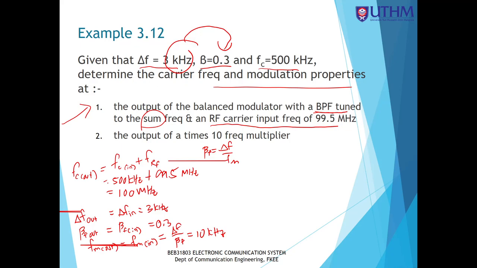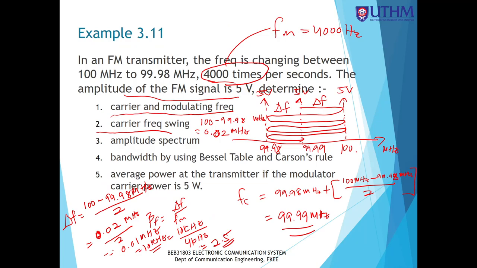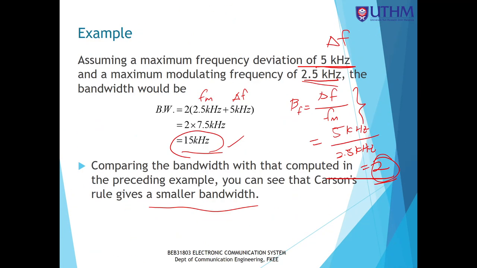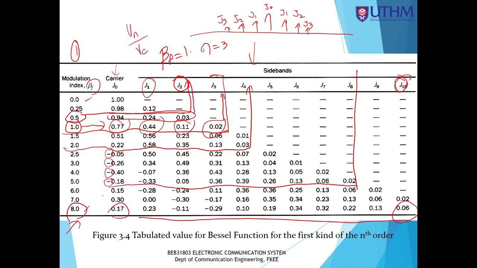Okay, the bandwidth is still the same. So if you want to find the bandwidth, maybe you need to look at the Bessel table for 0.3. So saya nak cuba kembali kepada Bessel table. I want to see the Bessel table. So 0.3 is somewhere here. It's still not listed in the table. It tidak disenaraikan dalam table ini. So if it is not in the table, what you can do is use Carson's rule if you want. Okay, kalau tidak ada dalam table ini, you boleh menggunakan bandwidth by Carson.